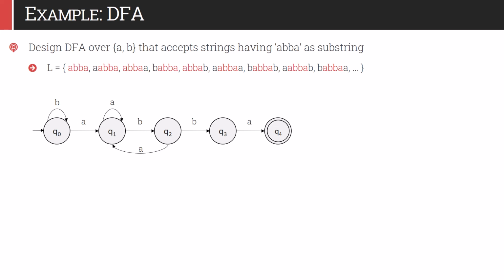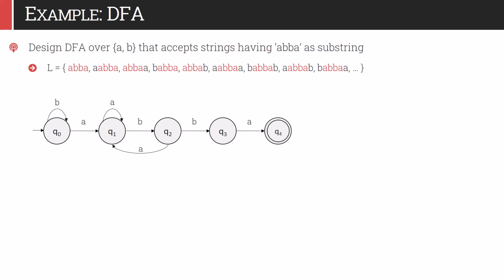Similarly, from Q3, we cannot have self loop of B. Otherwise, string might have multiple B's, more than 2 B's and then A. That will not contain ABBA string as a part. We cannot have a self loop. We cannot have an arc from Q3 to Q2 as well on B, because again, there would be same problem.